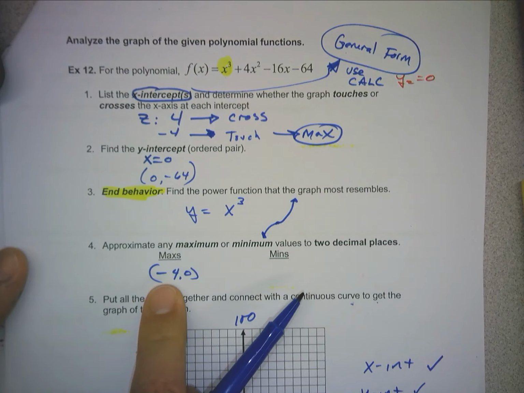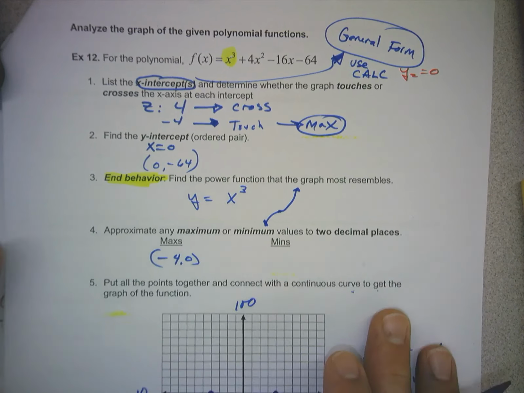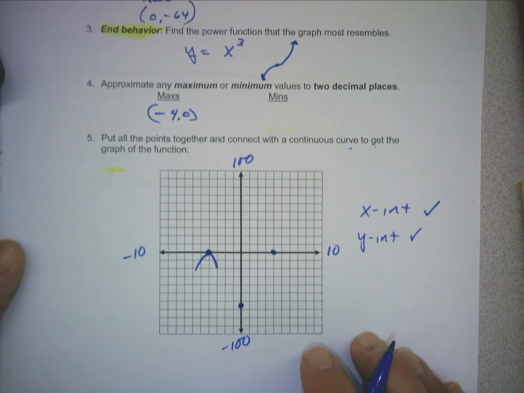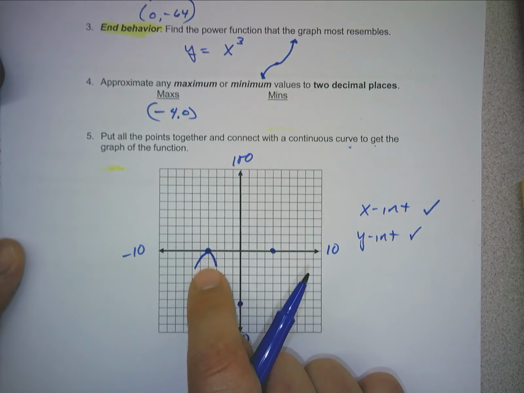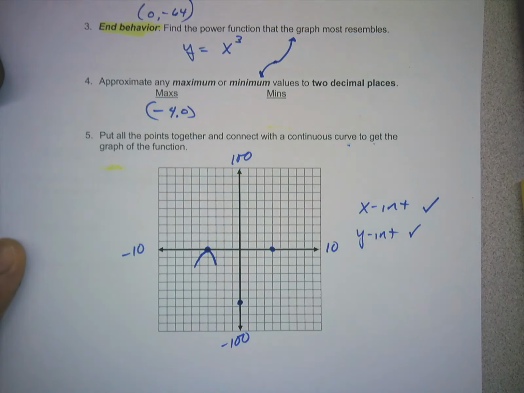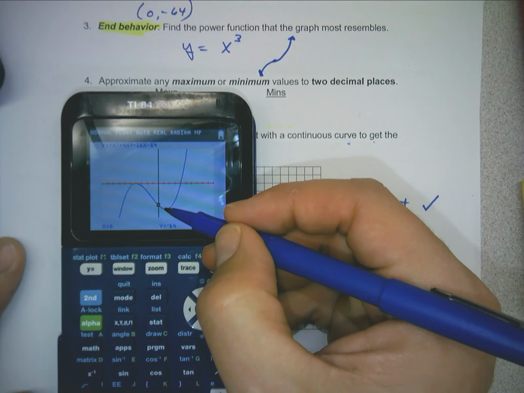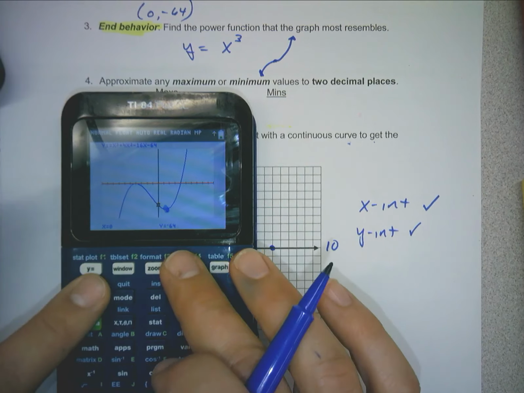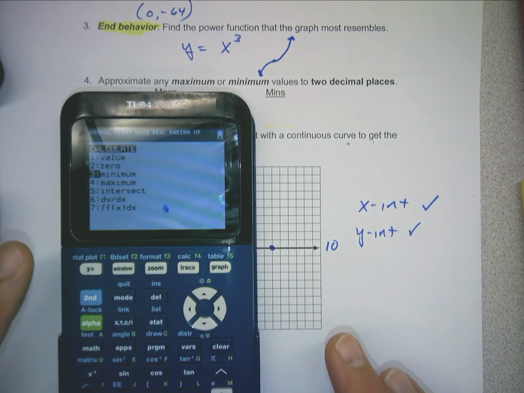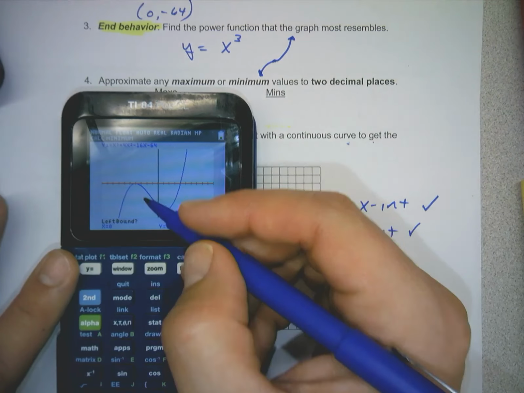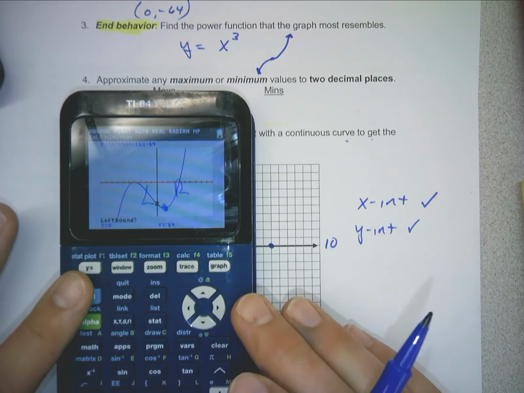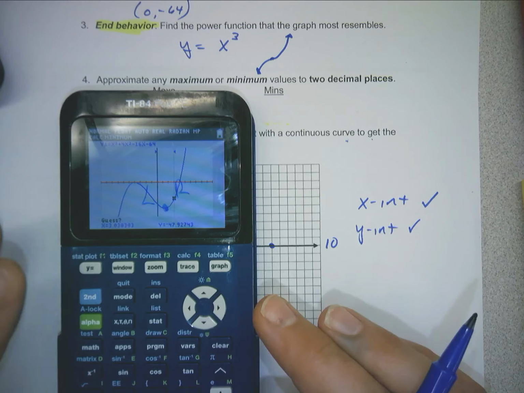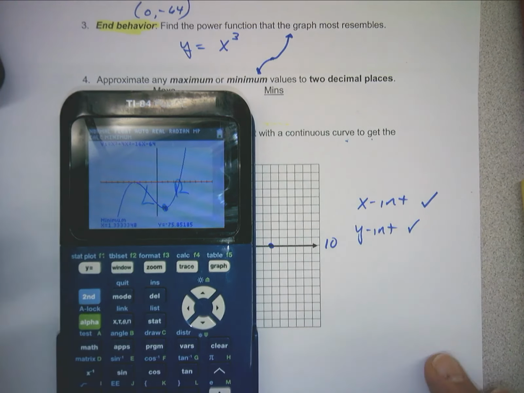Minimum. We got the maximum already, negative 4, 0, so negative 4, 0 is going to look like this. I got a little hump there for my maximum. And now my minimum, I want to find this guy right here. That's my min. So I'm going to go second trace, minimum, number 3. Left and right. Left bound, press enter. Right bound, get to the right, press enter. Yes, press enter. And it jumps to the minimum.